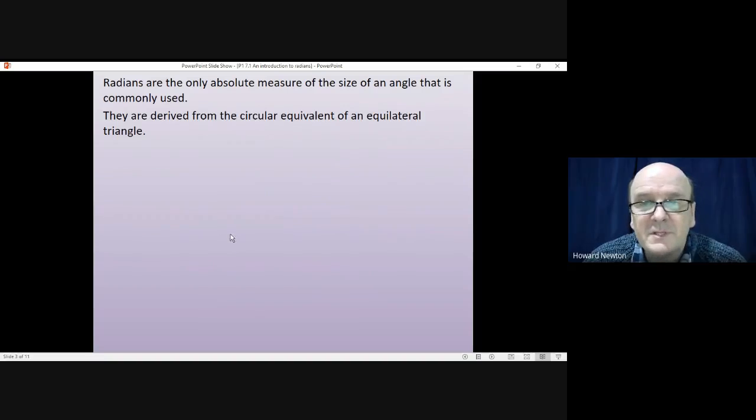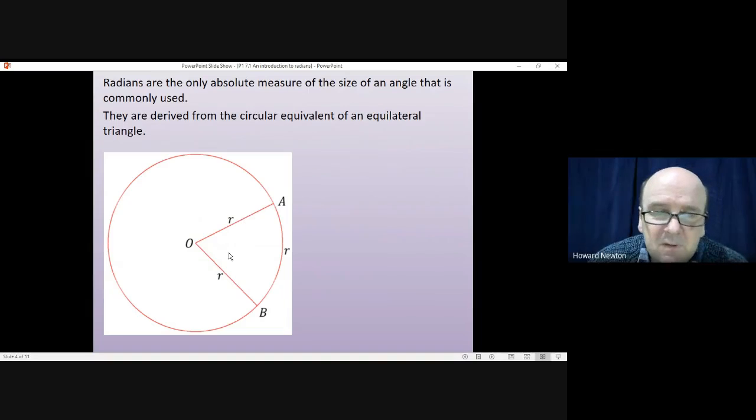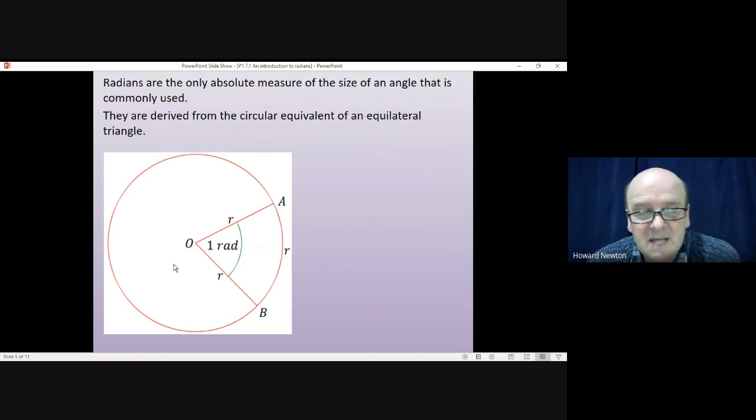Well, they're derived from the circular equivalent of an equilateral triangle. So if you had a circle with radius r, and you set this angle at O to be such that the arc length from A to B was also r, so that all of these three distances are r. Now, if you do that for any size circle with any radius, then it turns out that this angle here is exactly 1 radian, or it's defined to be exactly 1 radian.